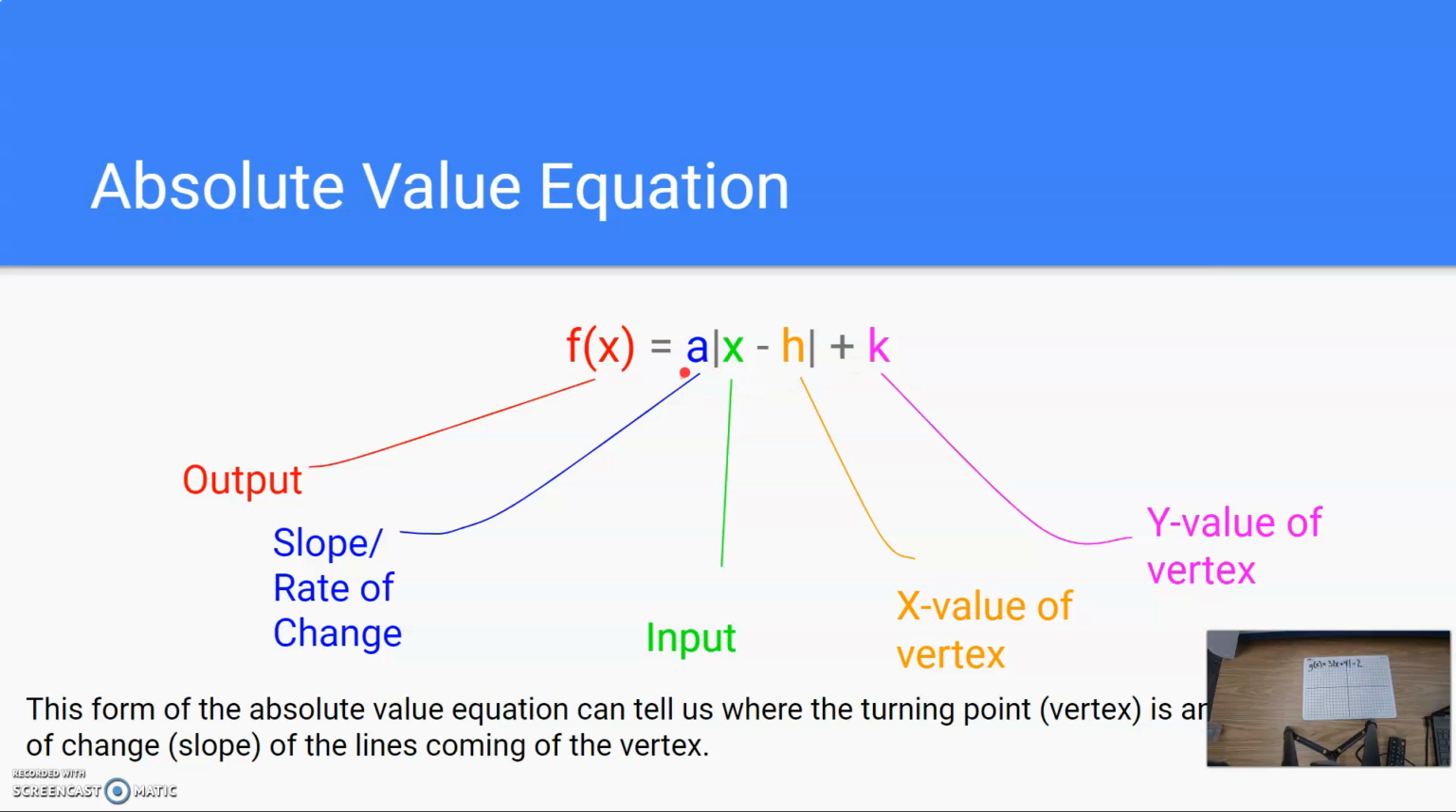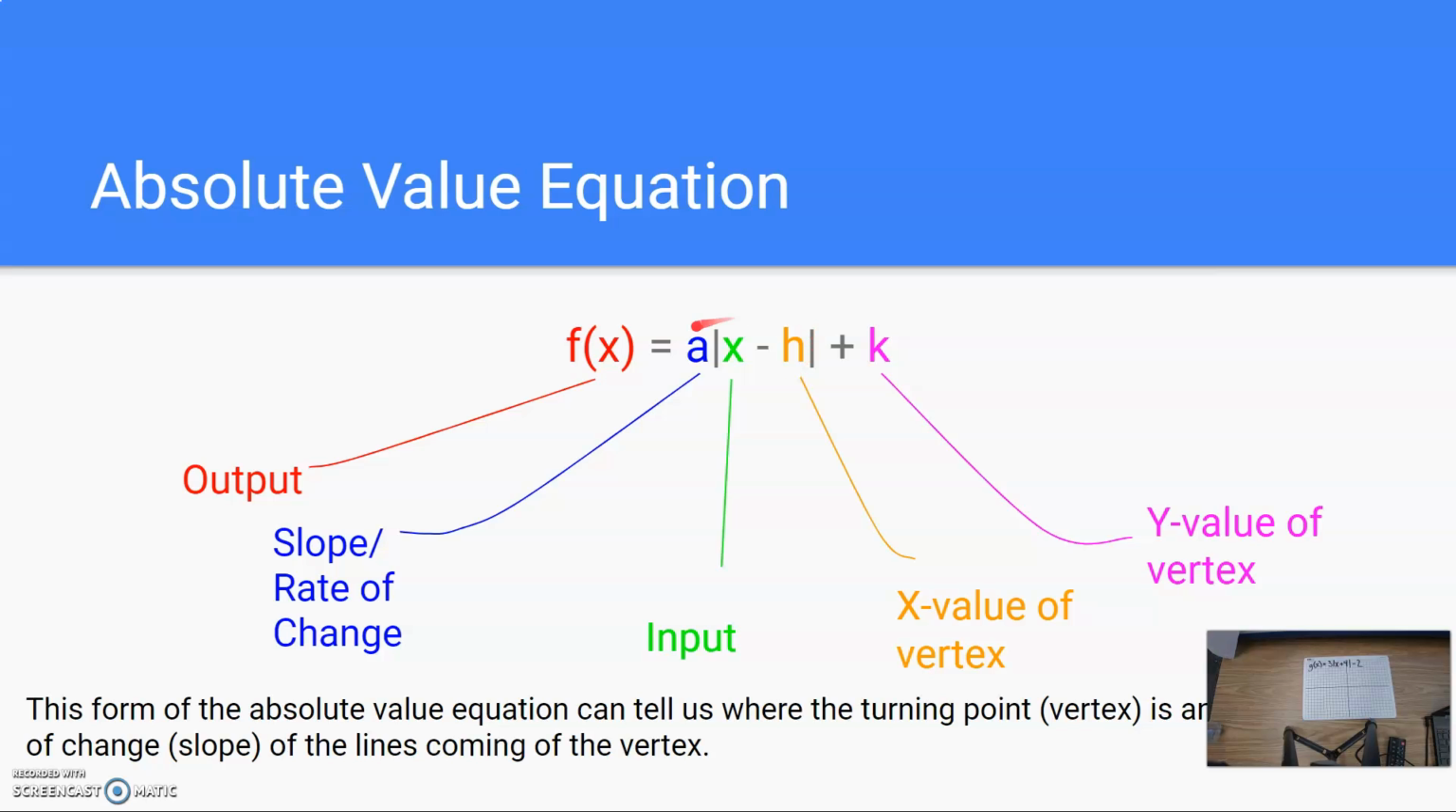A acts like slope. It's the rate of change in our function. So if you remember y equals mx plus b, A here is our new m. And then using this slope, we will usually find the vertex before we plot it, and the vertex can be found with these two letters here, H and K.